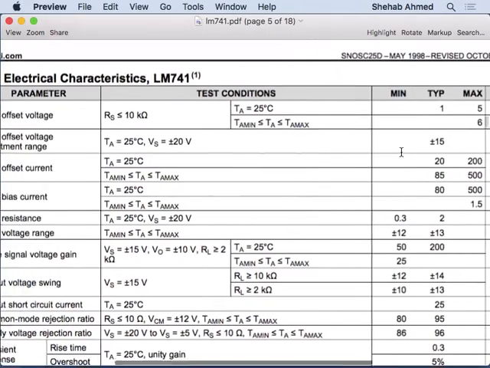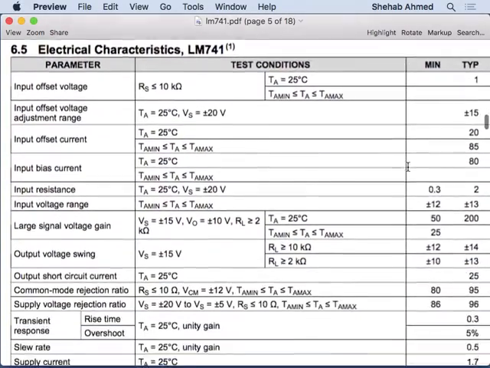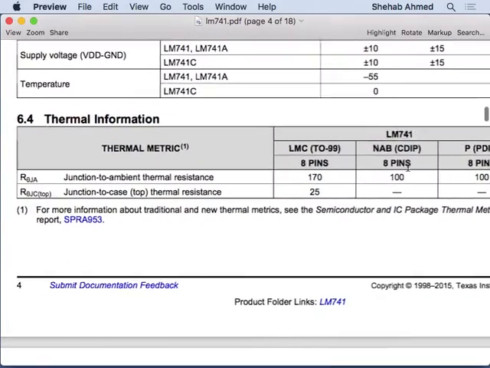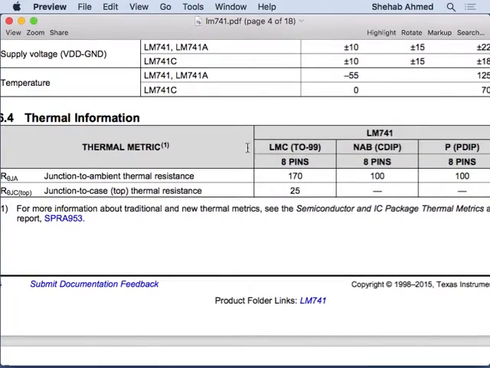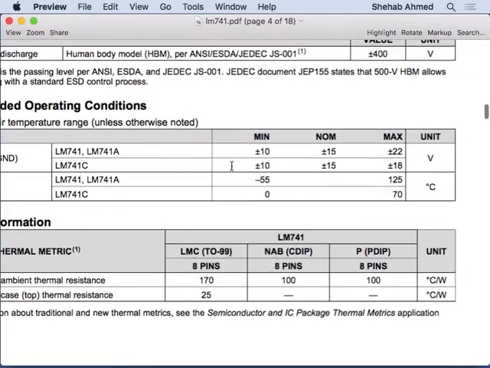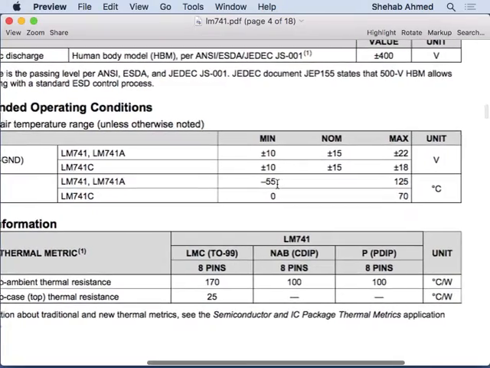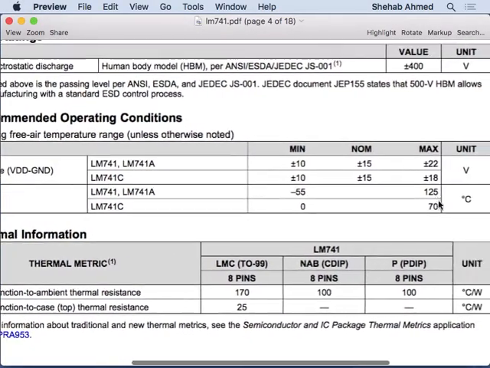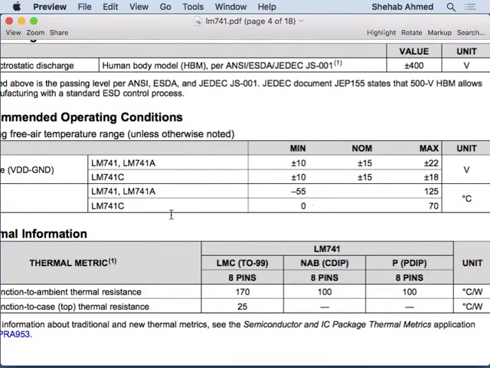Of course, there's a temperature range. So there's an input... slew rate, electrical current. I think maybe in the thermal. So they tell you the junction to ambient. No, not this one. Temperature. So they guarantee the operation of this device from minus 55 degrees Celsius to 125 degrees Celsius, or for certain versions of it, only from 0 to 70 degrees Celsius.